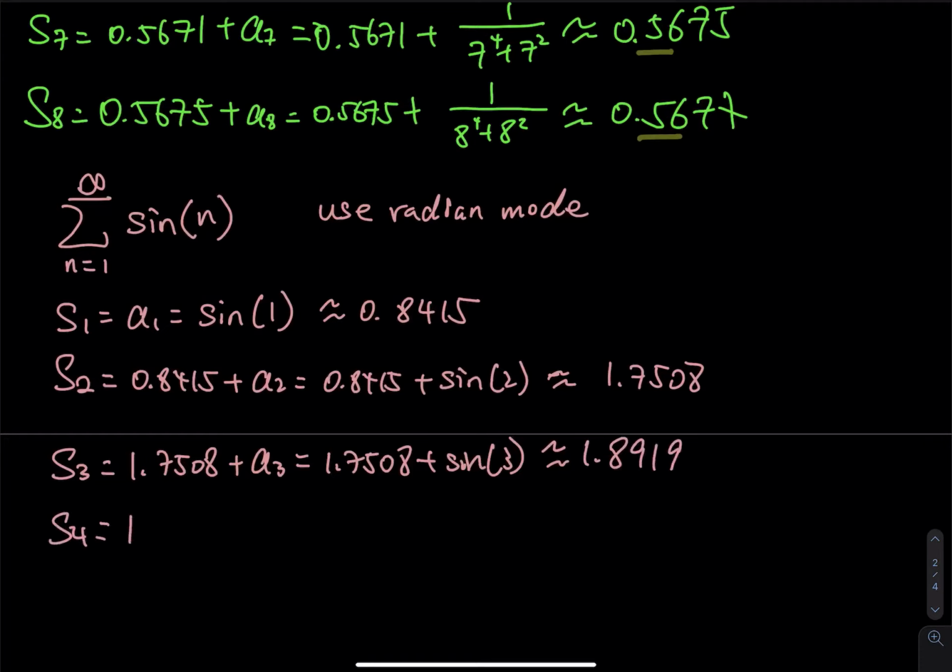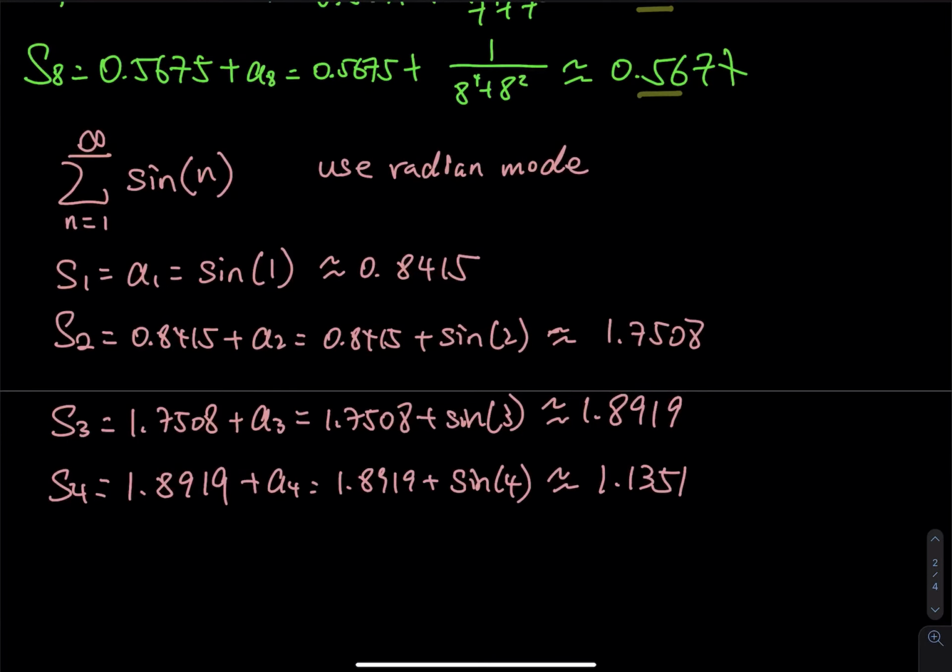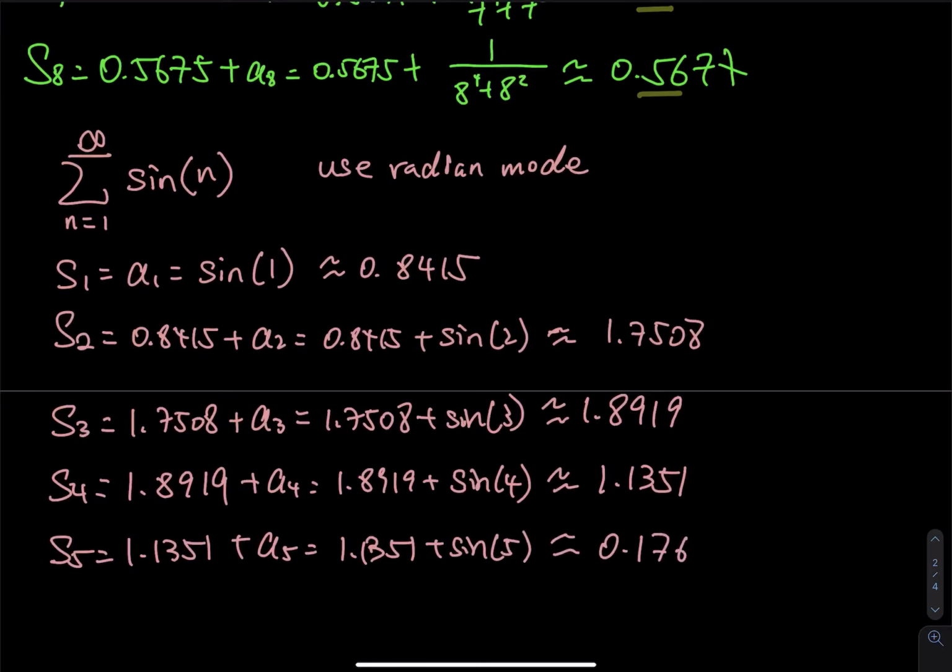And then S4, take the previous sum. It looks like we are doing accumulation, right? We are adding one value on top of another value. So we add A4 to it. So we have 1.8919 plus sine of 4. That is approximately equal to 1.1351. And then S5, we have 1.1351, and then we add the next value to it. So that is 1.1351 plus sine of 5, again radian mode. So that is around 0.1762. Looks like we are decreasing.